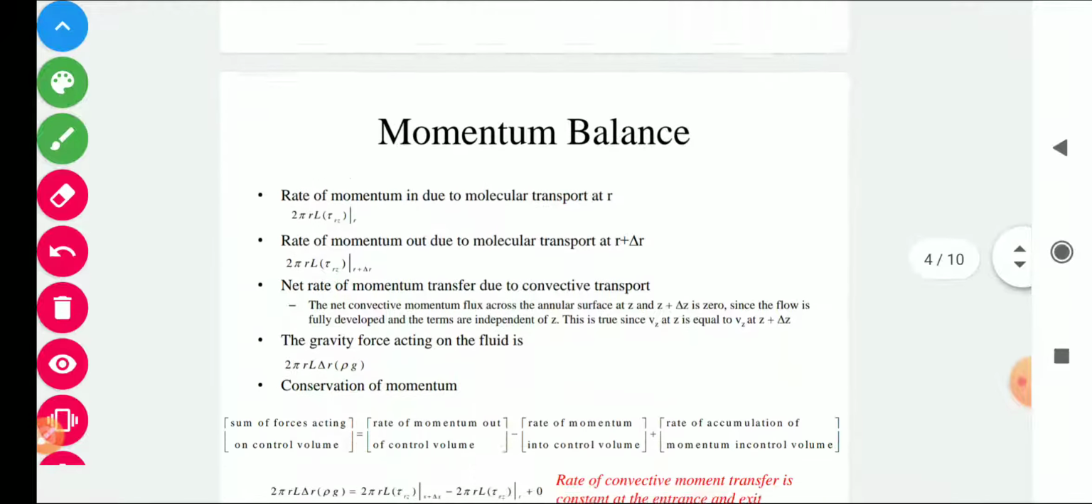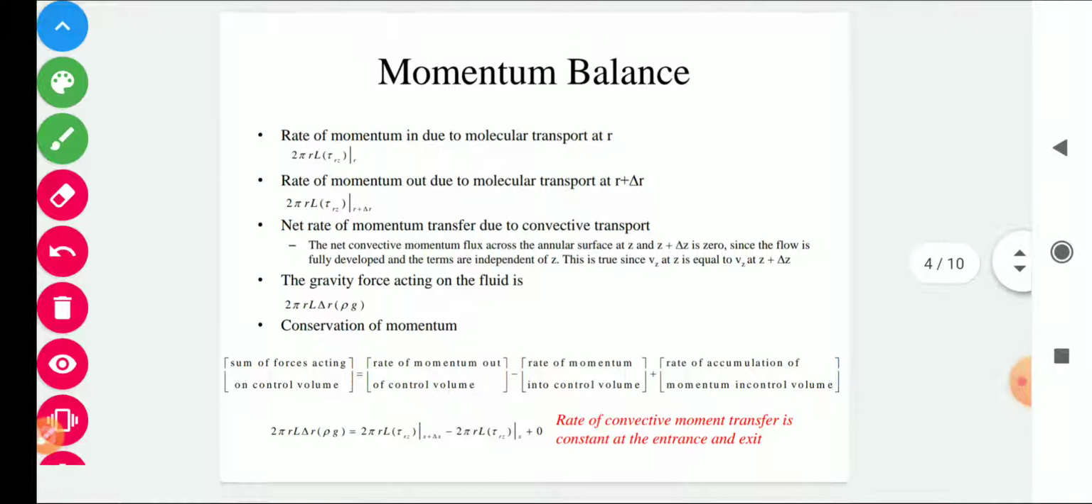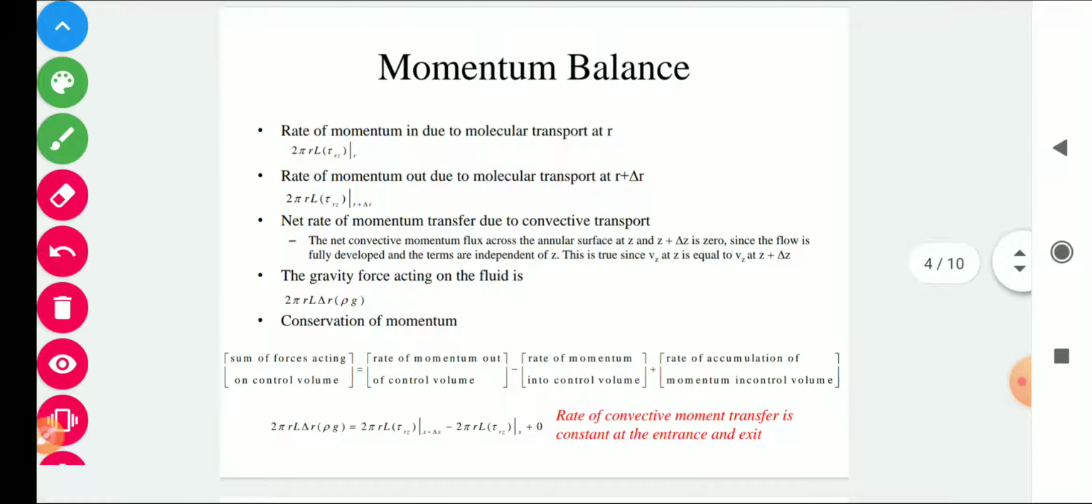So if we apply the momentum balance, as I told you earlier, there are three types of force acting on this control volume. First one is due to convective flow of the fluid. Second one is due to diffusive movement, and third one is the gravitational force. So, rate of momentum in due to molecular transport: this tau rz is the shear stress multiplied by area. So the area will be equal to 2 pi r into L.